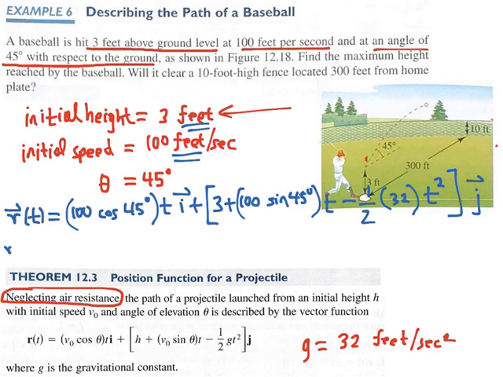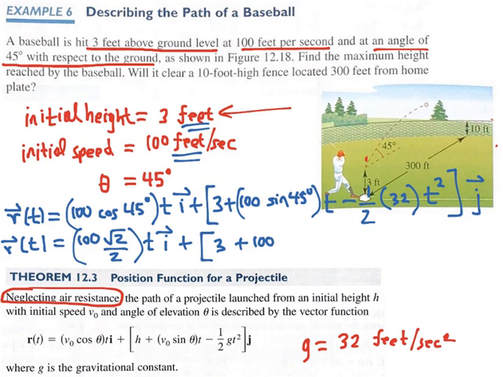So let's see if we can simplify that. We have r of t is equal to 100 times cosine of 45 degrees, which is square root of 2 over 2, times t i, plus 3 plus 100 times sine of 45 degrees, which is square root of 2 over 2, minus half of 32, which is 16, so we will have this. That'll be our position vector.